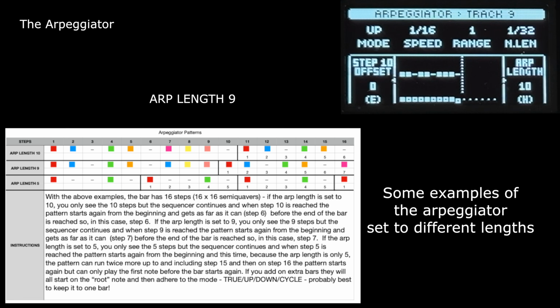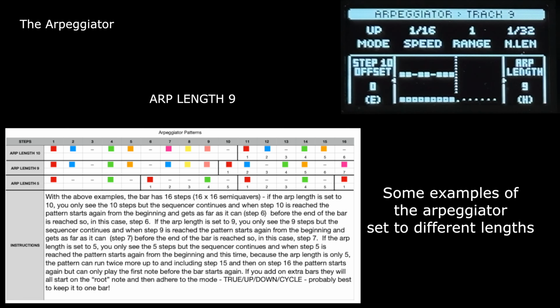Let's change the arp length to 9, so we'll bring this back one. Now we can only see 9 steps. It's exactly the same pattern, but this time when it reaches step 9 it goes back to step 1, so you can see that it works out like this. 1, 2, 4, 5, 7, 8, 9, 1, 2, 4, 5, 7, 1, 2, 4, 5, 7, 8, 9, 1, 2, 4, 5, 7.